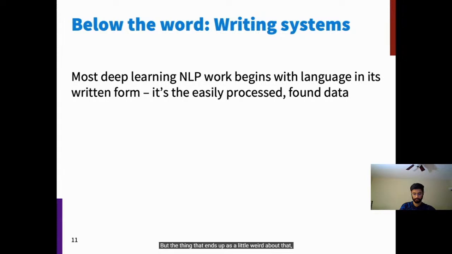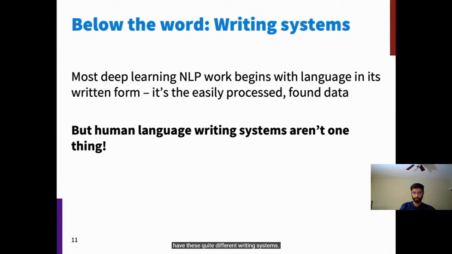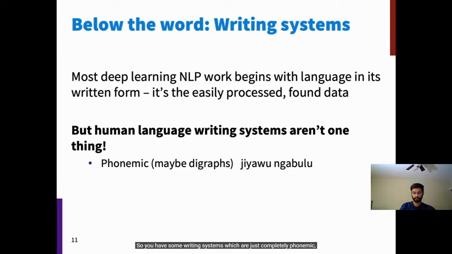But the thing that ends up a little weird about that is that when you're building a character level model, what your character level model is actually varies depending on the writing system of the language. So you have quite different writing systems. Some writing systems are completely phonemic: there are letters that have a particular sound, and you say that sound. Something like Spanish is pretty much phonemic.